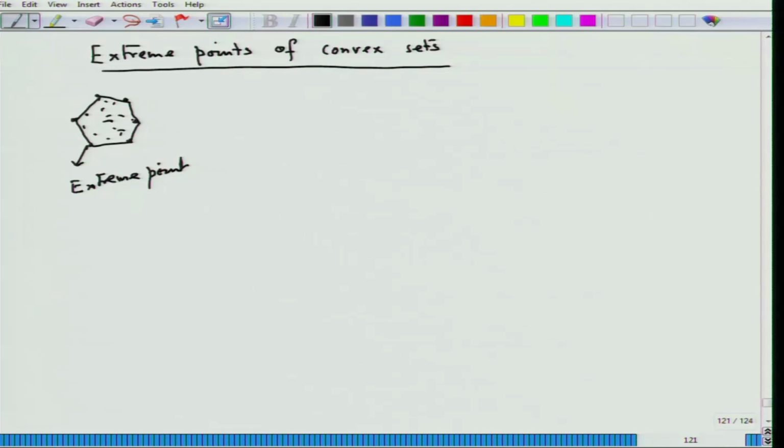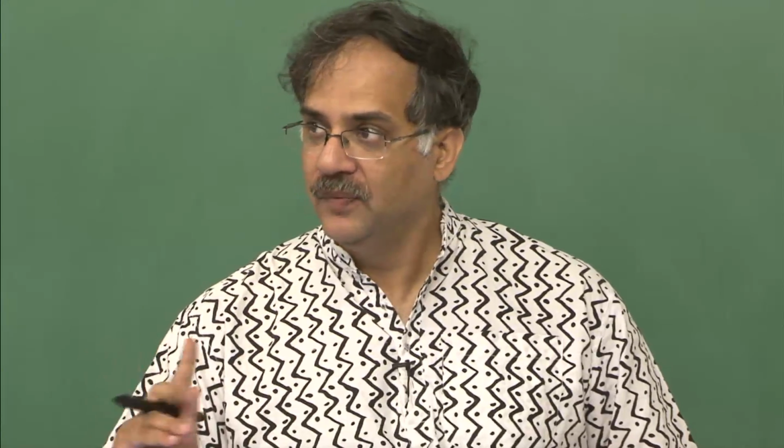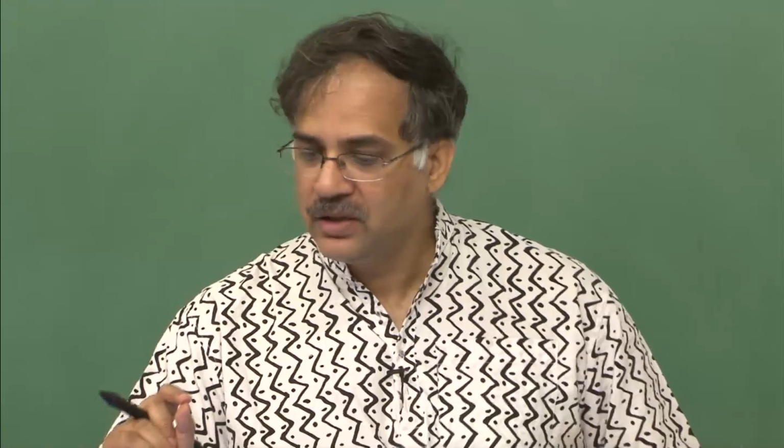The feature is that I cannot take two distinct points on this set and express this point as a linear combination or a convex combination of these 2 points. Suppose I take this point and this point, 2 distinct points on the given set, and I join them, I will get some point here. It will never become a point on the corner. A point on the corner can never be expressed as a convex combination of 2 distinct points of the set. These are the characteristics of extreme points.